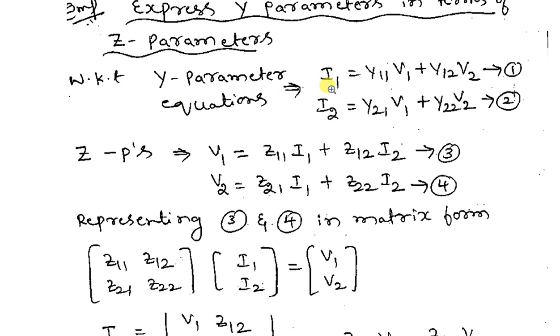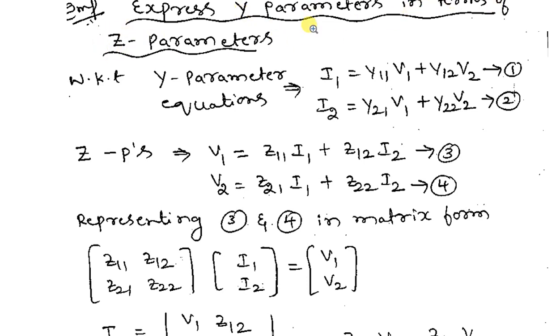In the Y parameters, I1 and I2 are expressed in terms of V1 and V2, and the parameters are Y11, Y12, Y21, Y22. And in the Z parameters, voltages V1 and V2 are expressed in terms of currents I1 and I2. The parameters are Z11, Z12, Z21, and Z22. So here we have to express Y in terms of Z.